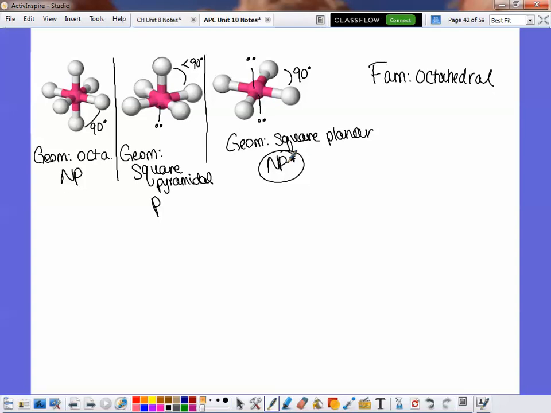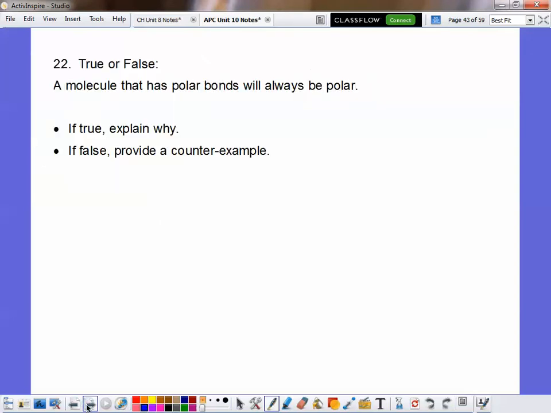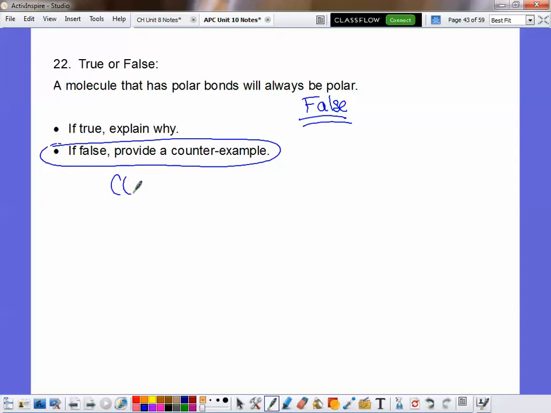Okay, so that's going through those. Let's do some practice problems with this, okay? So, true or false? A molecule that has polar bonds will always be polar. The answer to this is false. And the reason why is that a molecule can have polar bonds that cancel out, which makes the whole molecule nonpolar. An example is carbon dioxide.